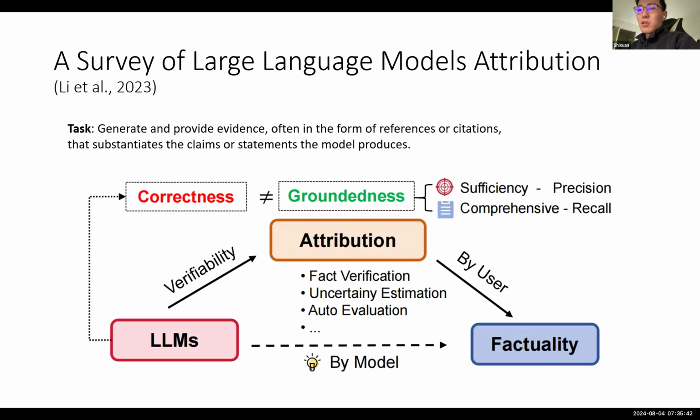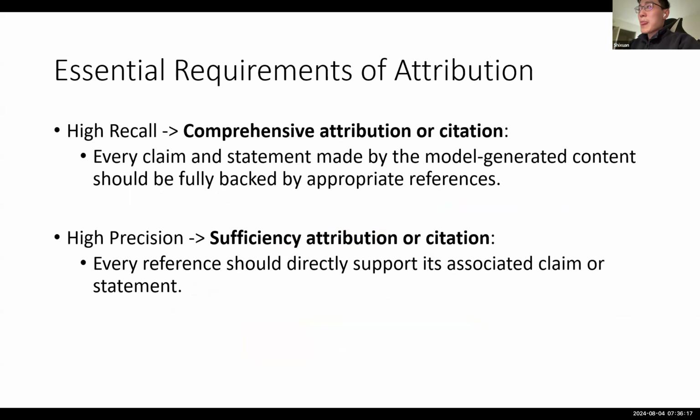So the task of large language model attribution actually is one kind of factual knowledge attribution. The main task of this kind of attribution is to generate some evidence for the generated content of your large language model. And why do we need this kind of attribution? Because today for modern large language models, correctness is not everything. We also need something like groundedness so that we can convince people, right? So that's why we have the large language model attribution here.